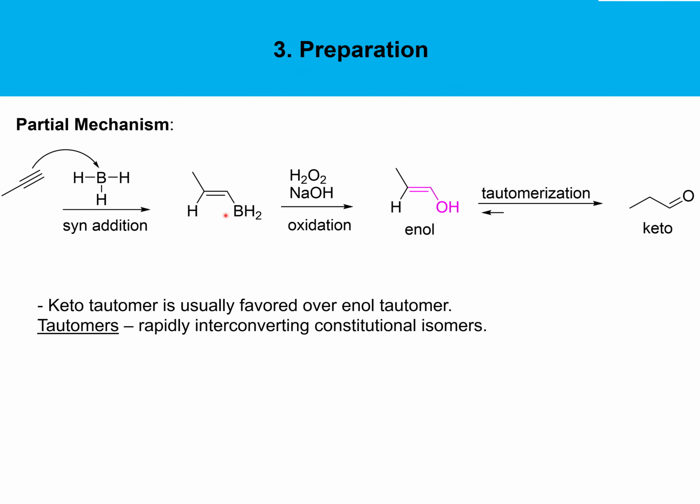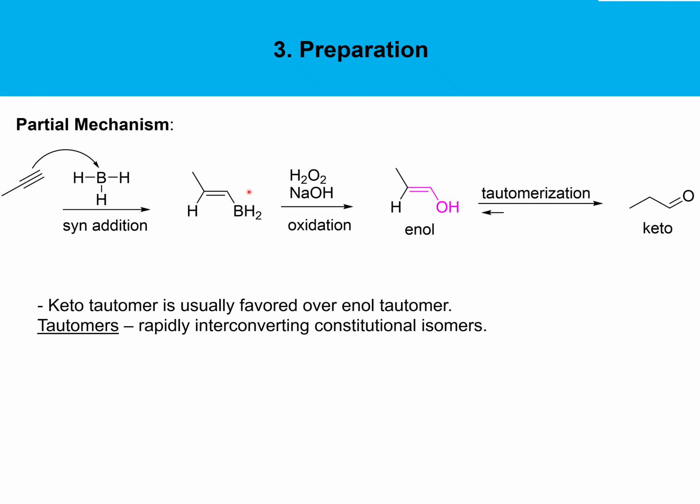And so as a result of this addition, the boron will add to the least substituted carbon, and the hydrogen from the borane will add to the more substituted carbon. They're generally added from the same side, so this is a syn addition. The boron typically will end up on the least substituted carbon since there's less sterics there, and BH2 is a bigger group. And the hydrogen will typically be added to the more substituted carbon of the alkyne, since that is where we're going to have more of a partial positive charge compared to the charge that would develop here.